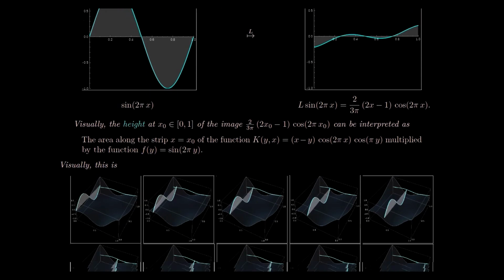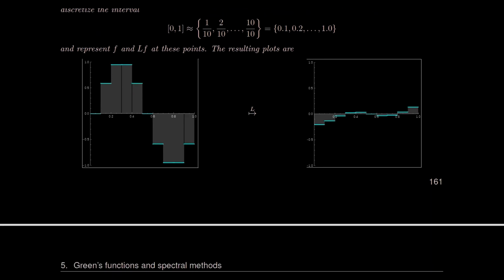So let's go ahead. I'm actually going to skip ahead of that, and let's discretize our interval 0, 1 to 10 intervals. And when we discretize this sine function, sine of 2 pi, over those 10 intervals, it just takes its 10 values, shown on the left, and then our image here of Lf also takes 10 values. And both of these can be represented by vectors. So I could represent this as a vector.